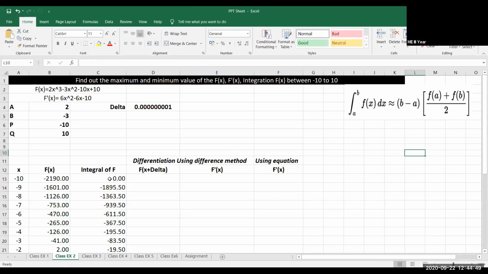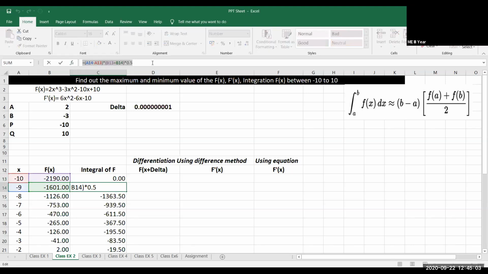How are we using it? The first cell value will be 0, and for the next cell we have used b minus a. See the formula. For any formula or function in any cell, you should always start with the equal to sign. Then b minus a. For this cell, what will be the upper limit? Minus 9. And what will be the lower limit? Minus 10.